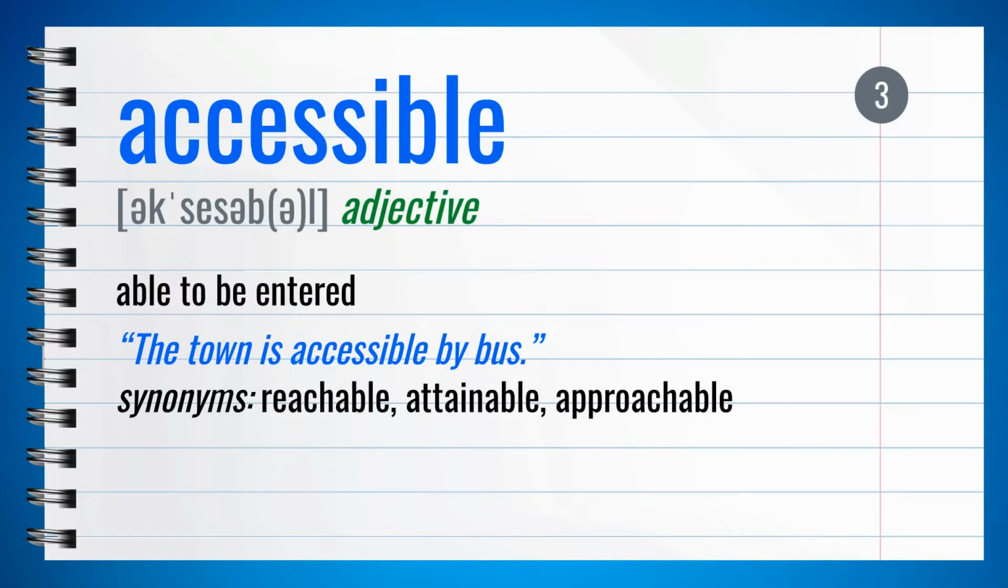Accessible. Accessible means able to be entered. For example, the town is accessible by bus. Synonyms: reachable, attainable, approachable.